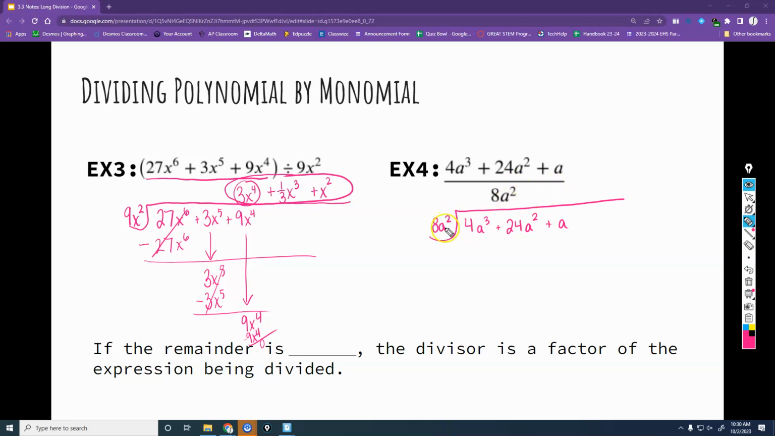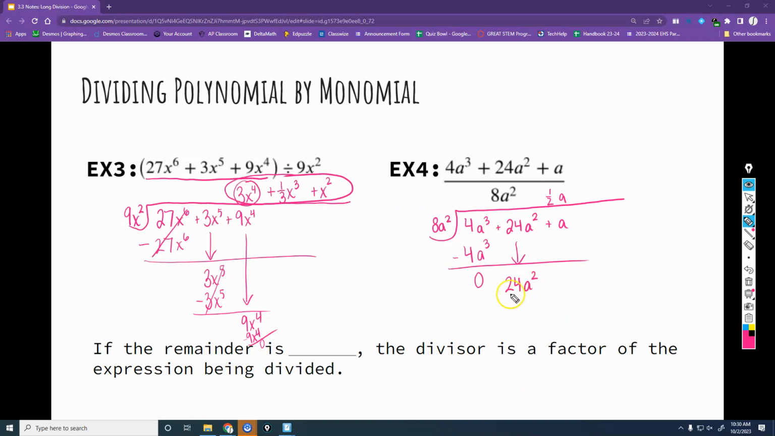How many a's need to go with it? 1. So I'm going to put this over here, 1/2 a. I'm writing it above the a because they have the same exponent, right? So 1/2 times 8 is 4. A times a squared is a to the 3rd. And this is what I want to happen. I want that to go away. I get 0. I bring down my 24a squared.